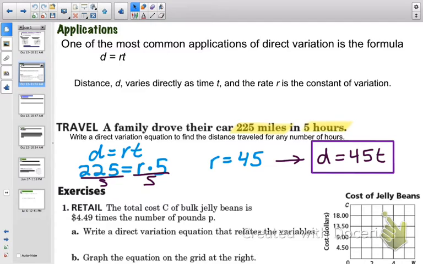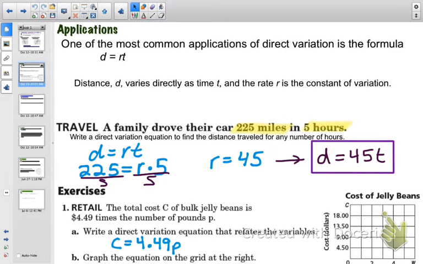Looking in the exercises, we're talking about bulk jelly beans, and the cost is $4.49 times the number of pounds. So you guys already know how to write this formula. The cost is just equal to $4.49 times the number of pounds. That's how you find the price of anything: the price per unit times the number of units.